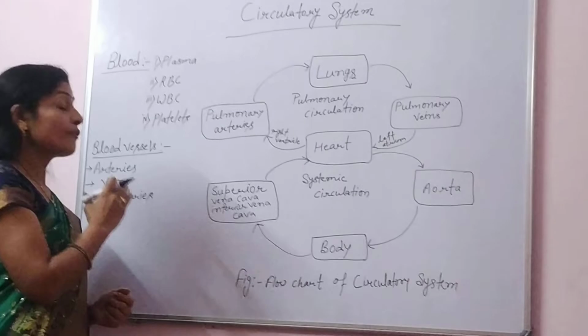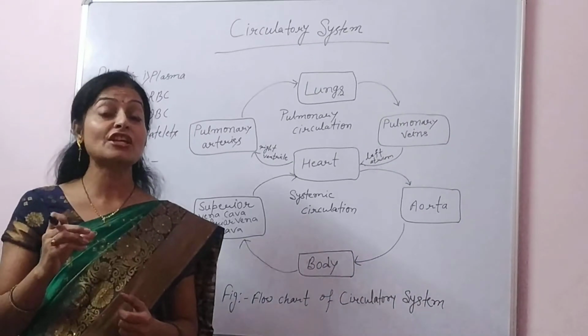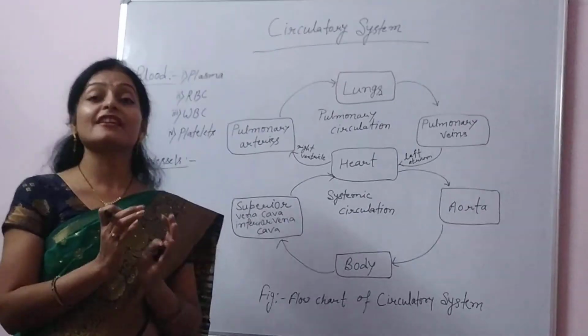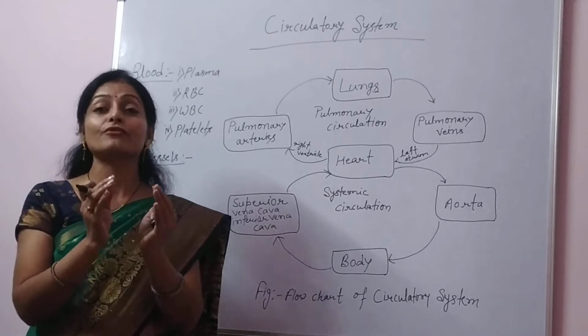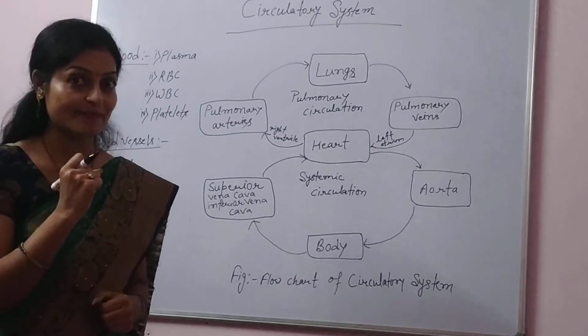The shape of WBC is amoeboid. It is easy for it to move through the blood vessels. It engulfs the antigens or foreign particles, and this is called phagocytosis.